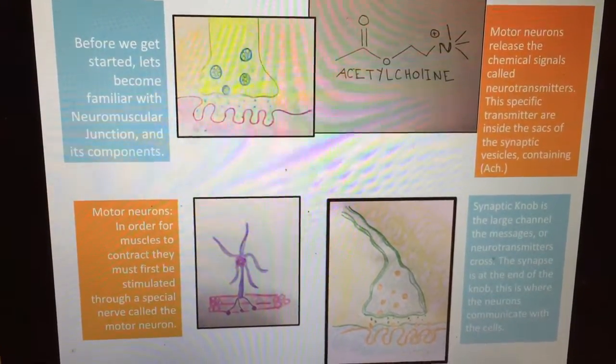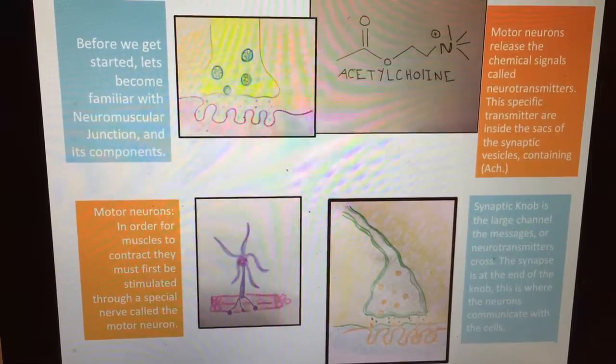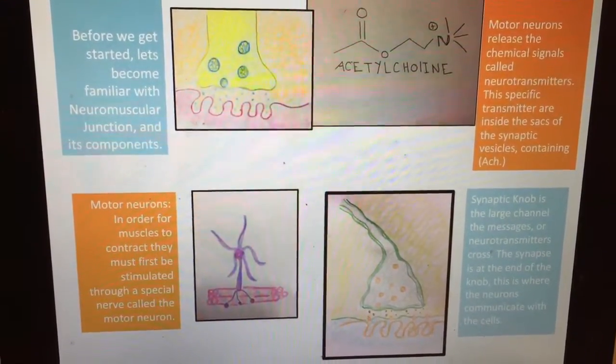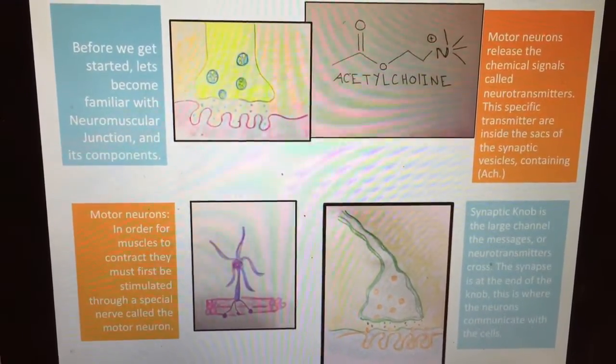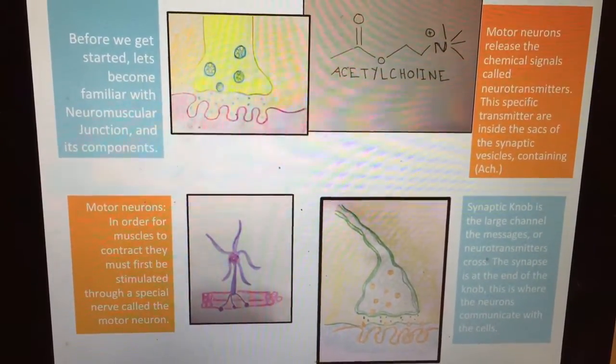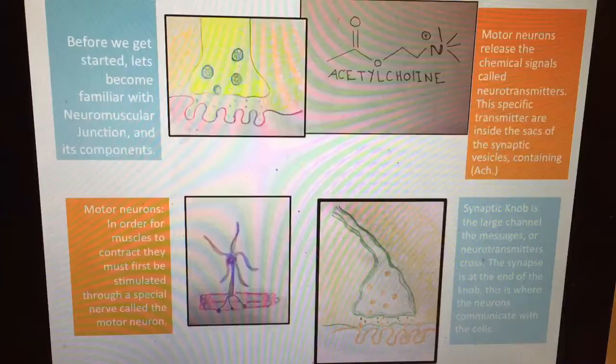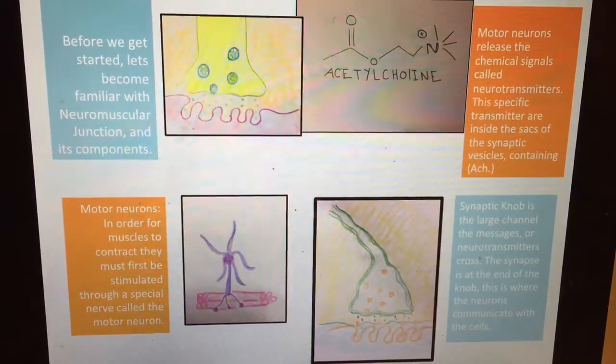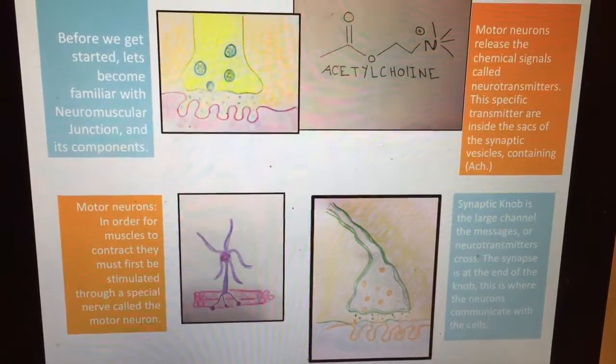Motor neurons. In order for muscles to contract, they must first be stimulated through a special nerve called the motor neuron. Notice the picture next to my description, motor neuron, and how it attaches to muscle fibers.